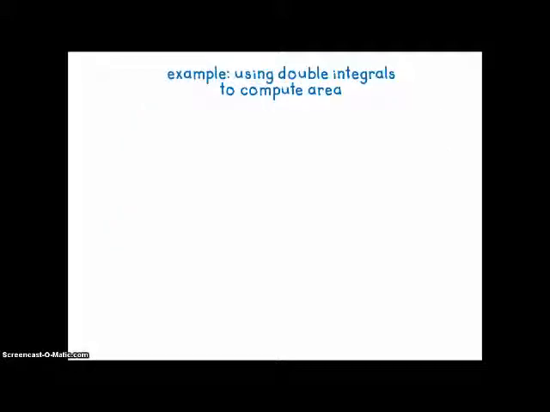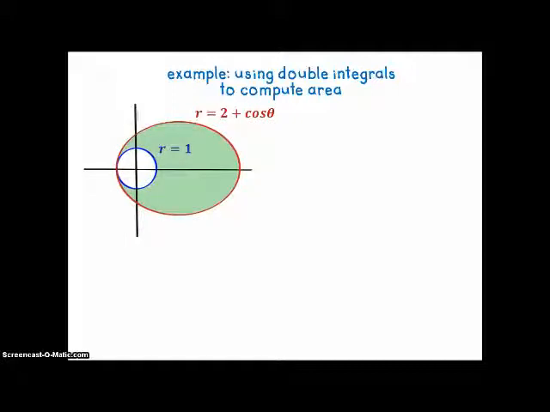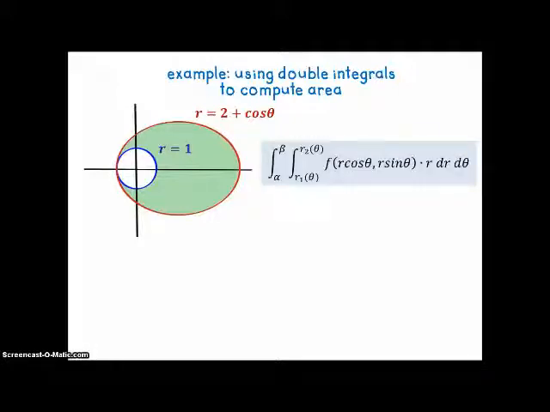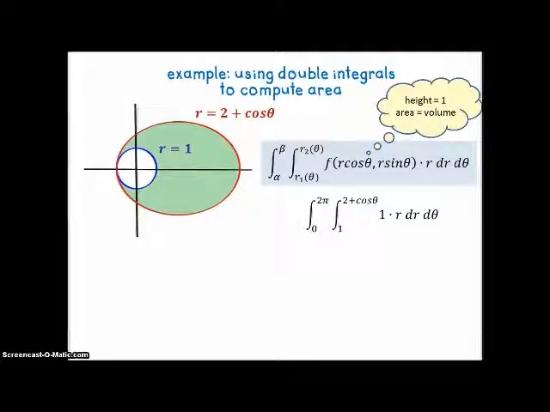Here's an example using double integrals to compute area. Here we have an inner curve, r equals 1, and an outer curve, r equals 2 plus cosine theta. And here's our formula for volume. Now remember, if we want area, what do we do? Well, we make the height of our volume 1. If the function value is 1, then the area and the volume will be the same numerically. And notice that r has to go from the inner curve to the outer curve, from 1 to 2 plus cosine theta, and then to get the entire graph, both of these curves are drawn once if theta goes from 0 to 2 pi.